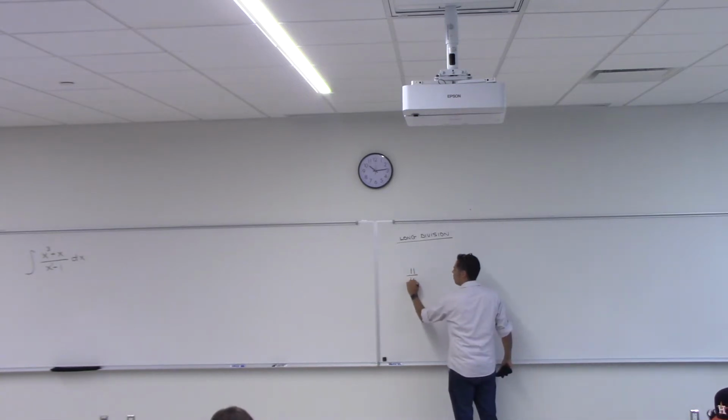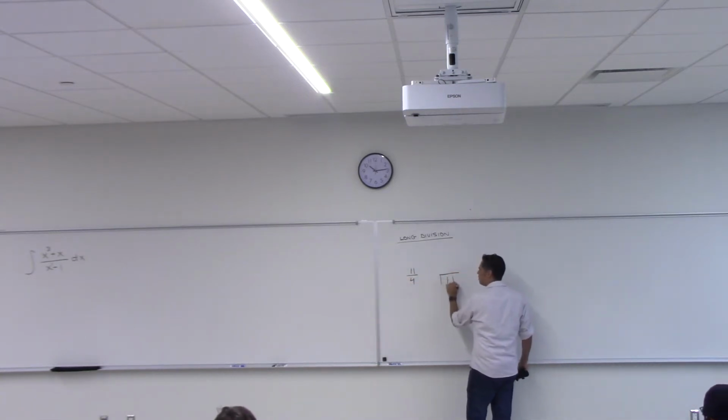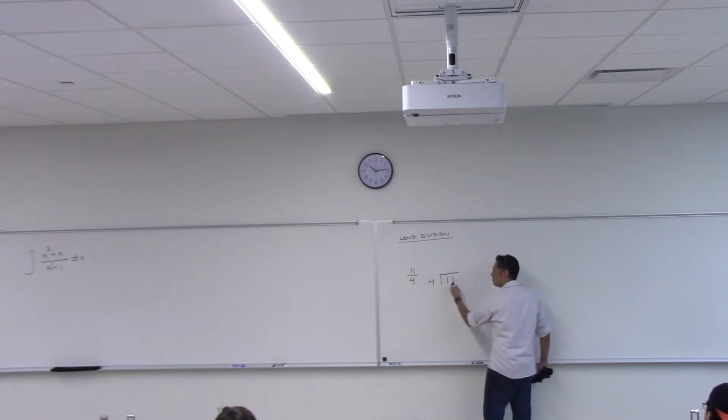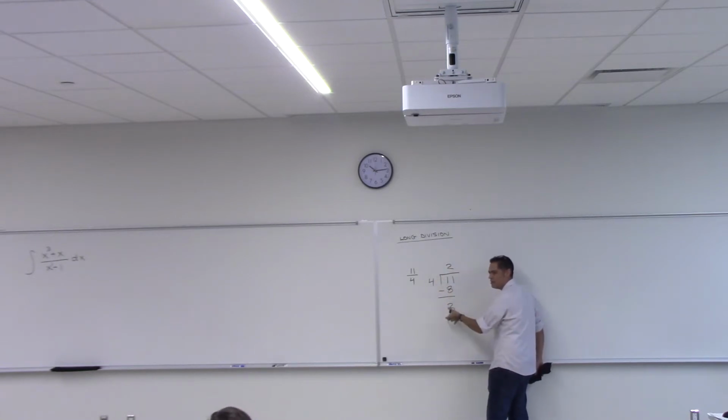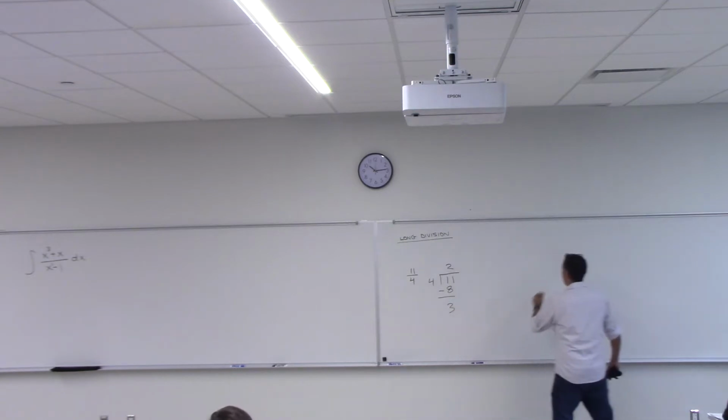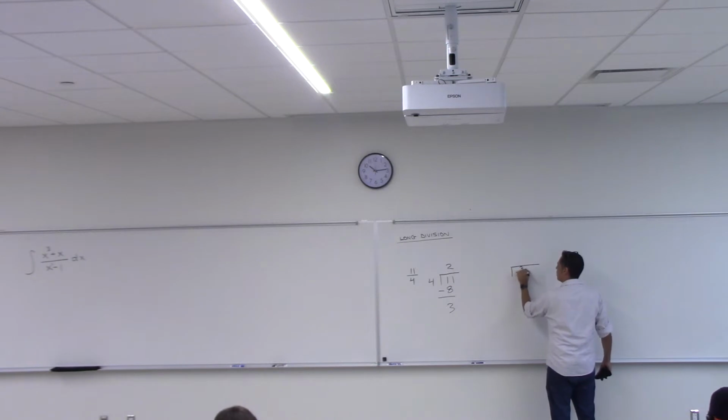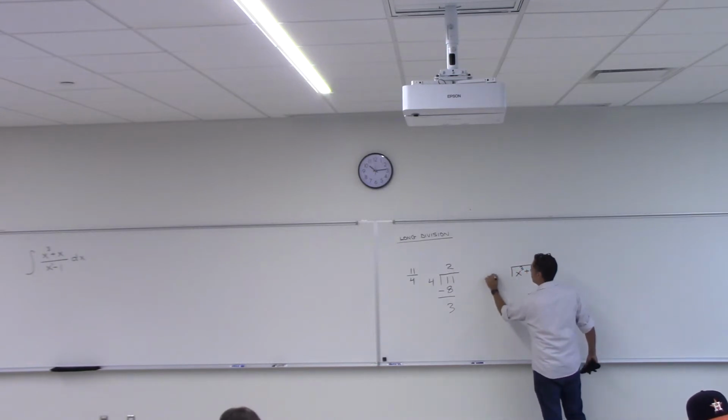11 divided by 4. How do we do that? 11 goes in here, 4 goes out here. 4 times what gives you this? 2. 4 times 2 is 8, and then you subtract, right? I mean, this is what division is. We're doing the exact same thing, except we are doing the x cubed plus x in here, and we're dividing by x minus 1, right?